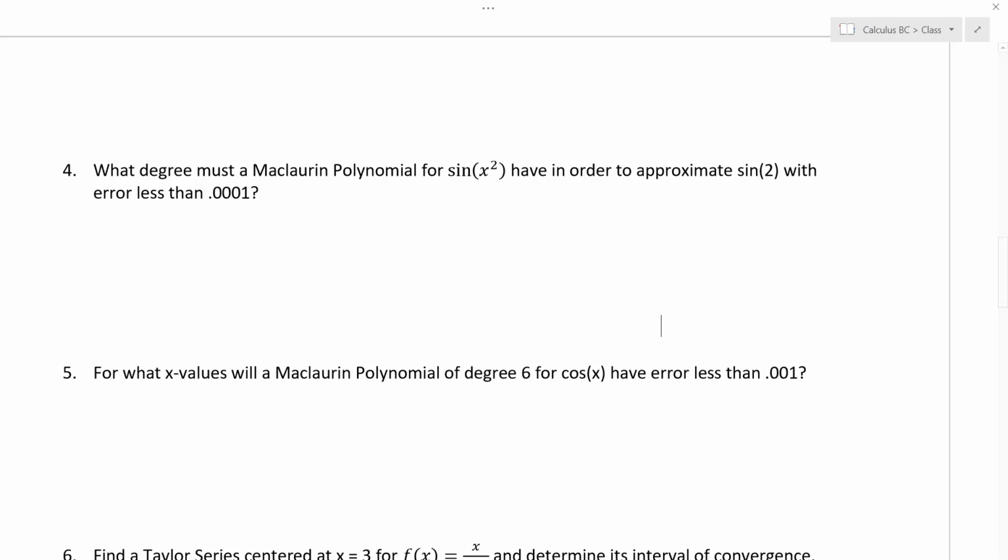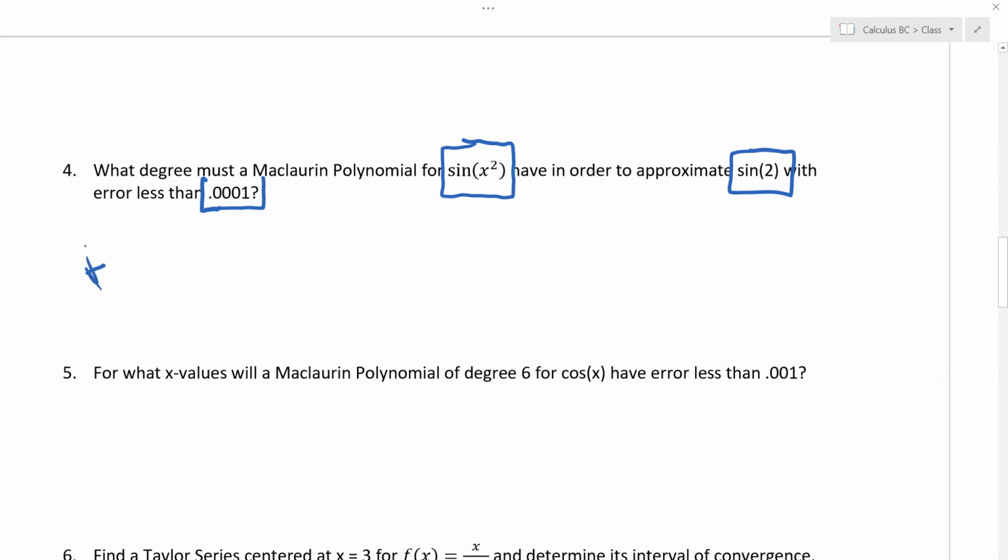Okay. I'm going to ask you on this test to tell me how far out a polynomial must go for a certain error, which is different than telling me the error of a polynomial you've created. In this case, we need a calculator. We're going to make a polynomial for sine of x squared, approximate sine of 2, and see how far out we need to go so that the error is less than 0.0001. Sound good? Excellent.